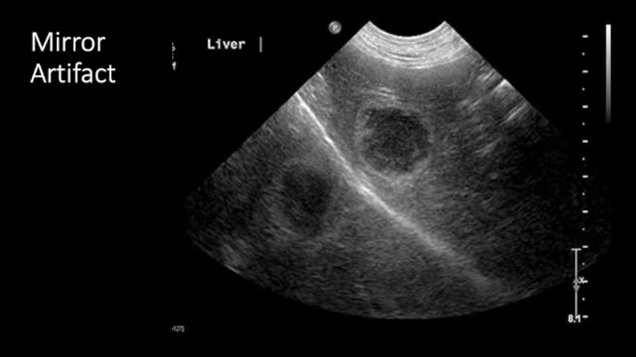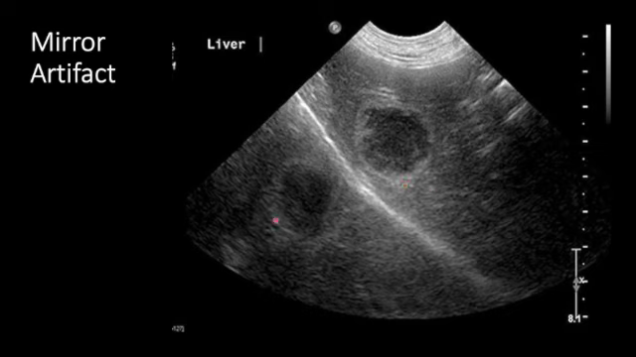Mirror artifact is a little bit more complicated to understand, but intuitively makes a lot of sense because of its name. The mirror artifact makes it look like a mirror. So what we're looking at here is the liver, and the liver is separated from the thorax by the diaphragm, which is this bright white line right between the two. And then this liver has a mass in it. This is a little hemangioma of some sort, I believe, inside the liver.